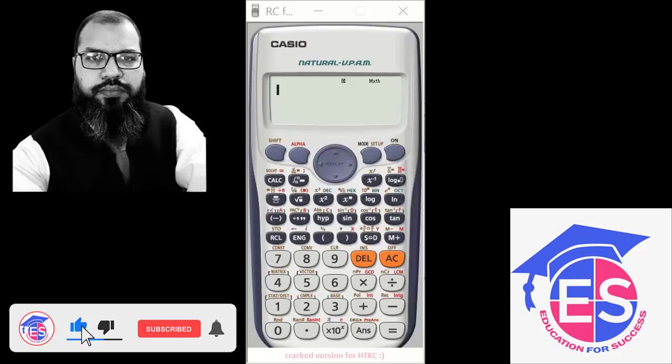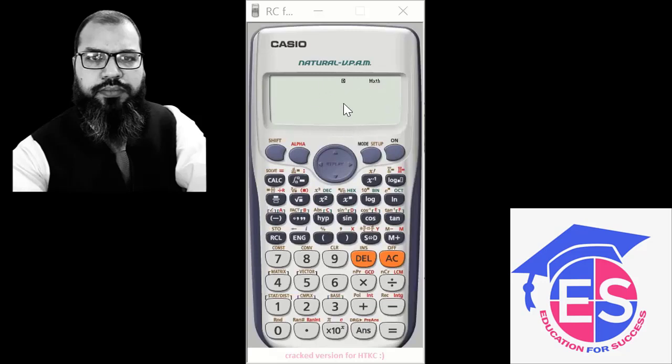This is a short class, a short tutorial on the use of the calculator. How can we use the calculator? The first thing you should keep in mind, let me first explain the setup of the calculator. Whenever you want to use it generally in your levels, it should be D and Math. If it is not D and Math, then your calculations will not be correct, because generally in our levels we use degrees and the mathematics general function.